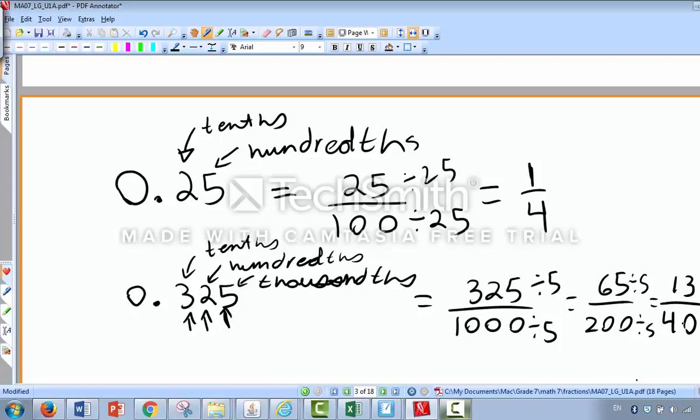Now 13 is something we call a prime number. And a prime number means the only numbers that divide 13 are 1 and 13. So since 40 is not divisible by 13, this is reduced. This is my fraction. That's as far as I can go. Now, you can always check this. If I want to check to make sure that's right, I go 13 divided by 40, and my answer is 0.325, which is great, because that's what I got.